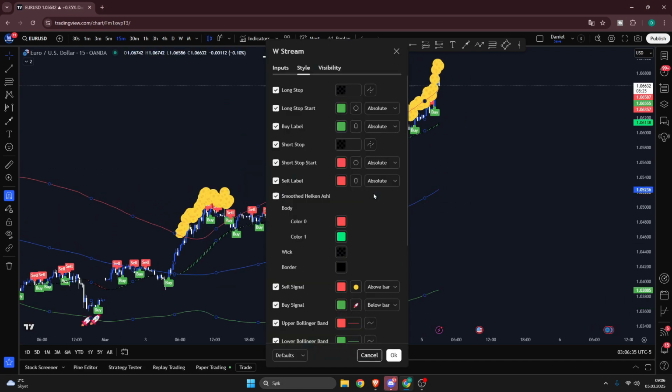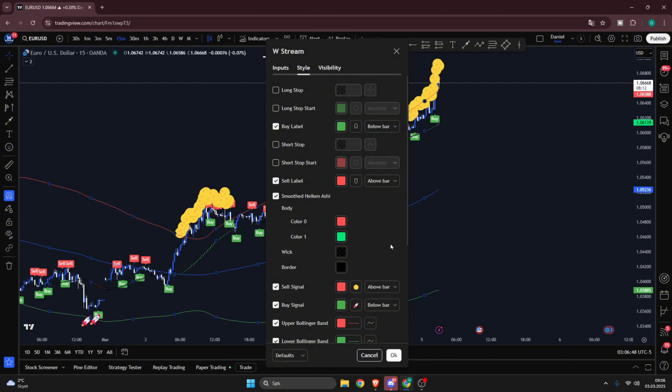Then you can go into settings. What I like to do in here, I like to take away some things in here. I like to take these off, like to take these off. I also like to take this above bar right here, this one below bar. So we have a little spacing between the price and the labels in here.